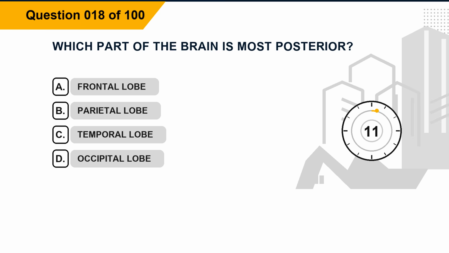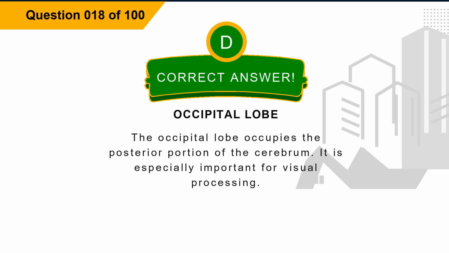Question 18. Which part of the brain is most posterior? Option A, frontal lobe. Option B, parietal lobe. Option C, temporal lobe. Option D, occipital lobe. The correct answer is option D, occipital lobe. Explanation. The occipital lobe occupies the posterior portion of the cerebrum. It is especially important for visual processing.